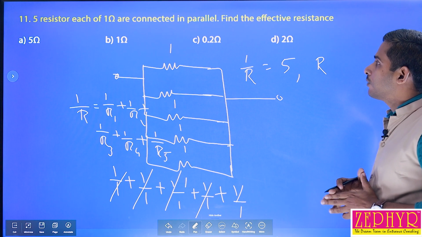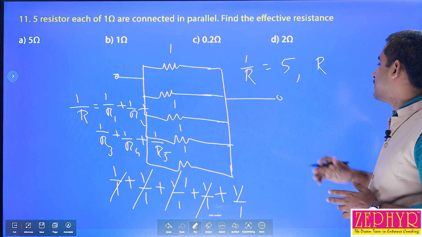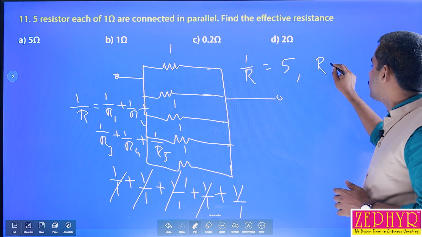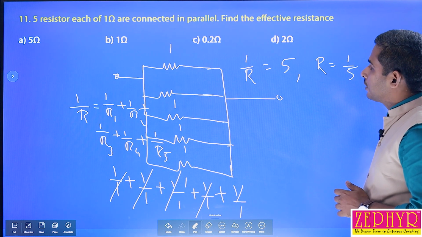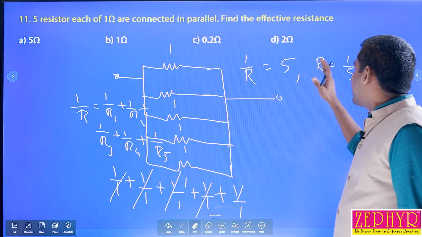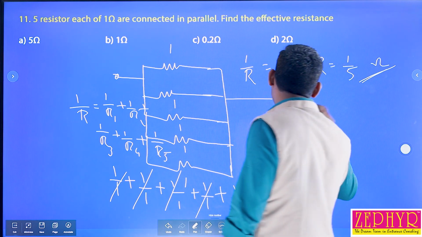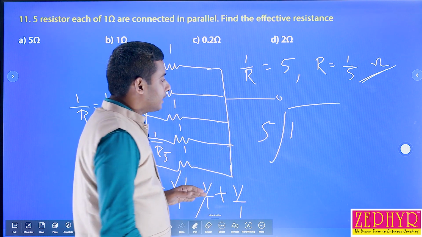So, how can we calculate the effective resistance? That is the question. From the question we can say R equals 1 divided by 5. Yes students, right now we got R equal to 1 by 5. That means when we are dividing like this, 1 is the dividend and 5 is the divisor.